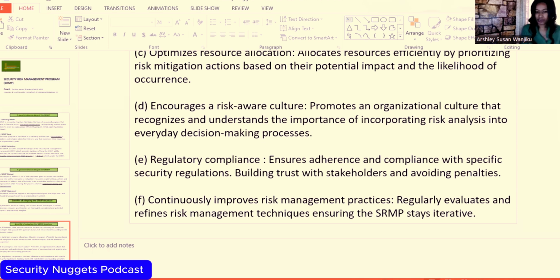Like I mentioned before, it is very important for the SRMP program structure to remain iterative. That means it has to continuously keep going on. And when it is going on, it's got to be based on modern and advanced techniques. So the techniques you're using to review and monitor your mitigations have got to be updated, and again, they've got to stay relevant.